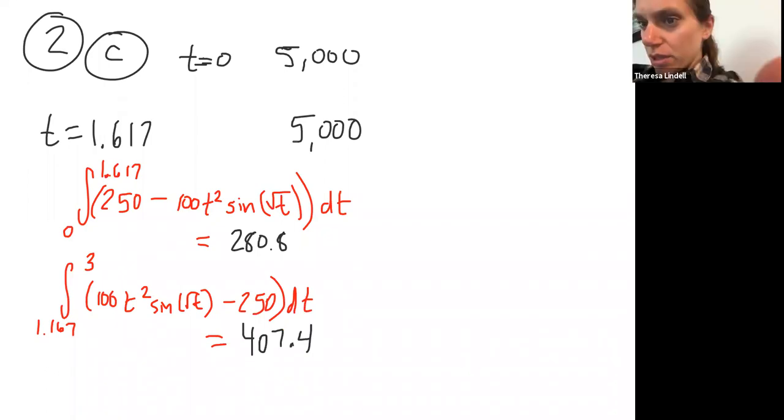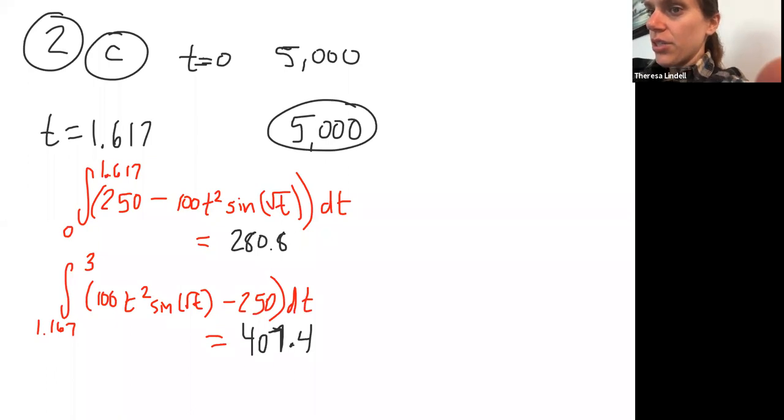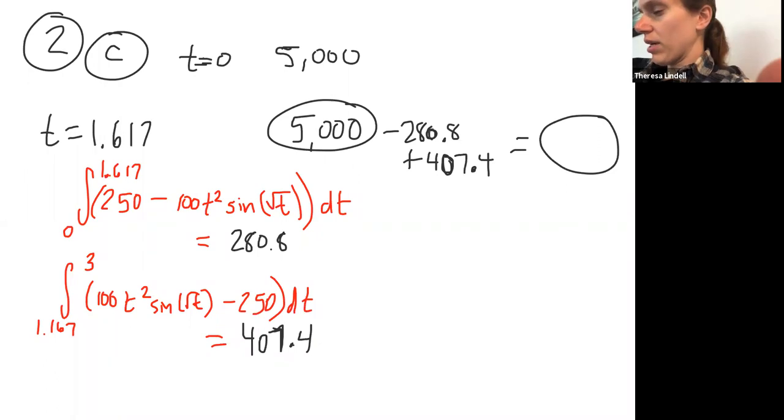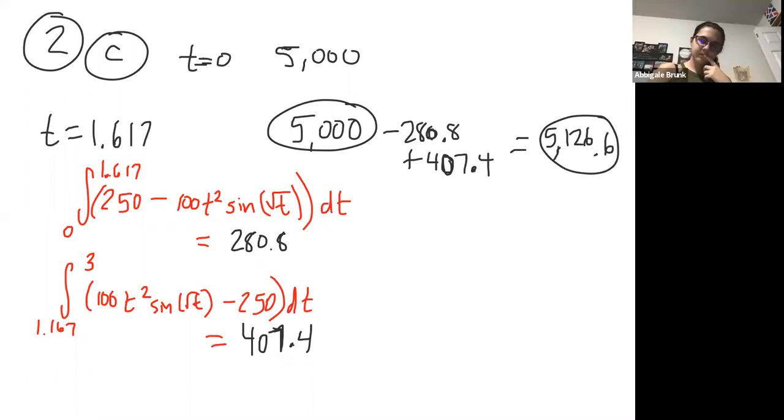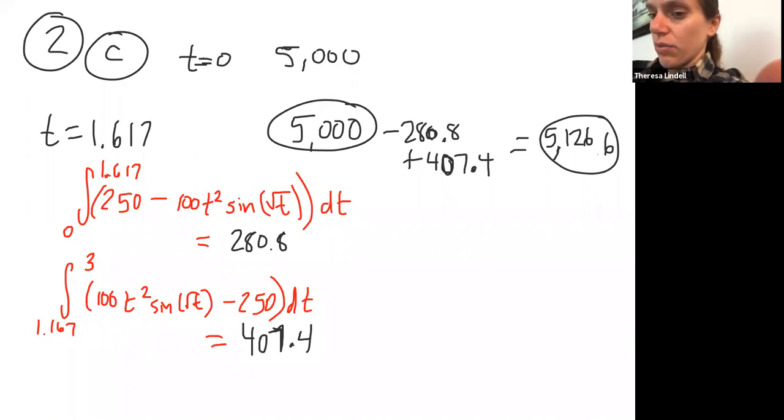Now let's make sure this makes sense. So take the 5,000 that you start with, subtract off the 280.8, and then add the 407.4, right? Because it's going to lose and then it's going to gain. And then let's see if we're at what I think we should be, which is 5,126.6-ish. That's it. Okay, great. So I did it a different way, but this way totally works. So either way is fine.